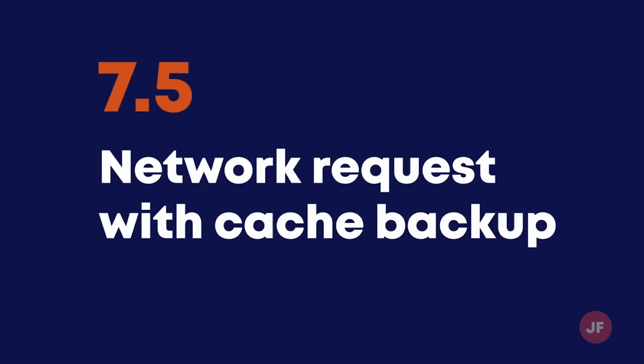Now another cool strategy is the network request with cache backup. The idea here is I'm going to perform the network request, meaning anytime that the user wants that image, I'm going to call a server to see if I can get the image. If for whatever reason I'm not able to fetch, either the user is offline or there is an error with the server itself, I'm going to do something else.